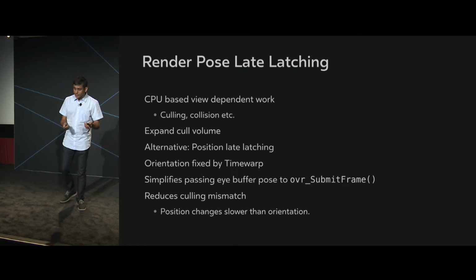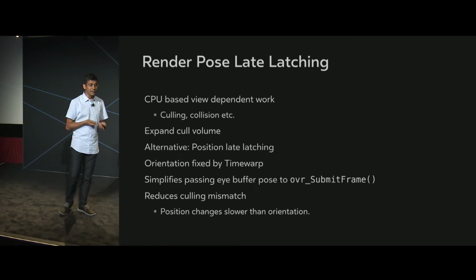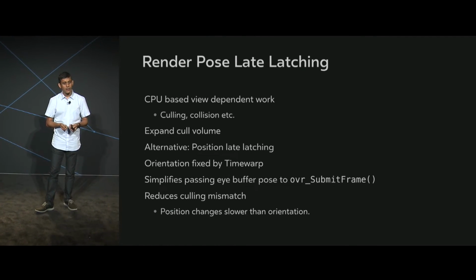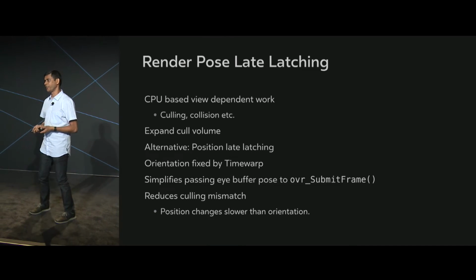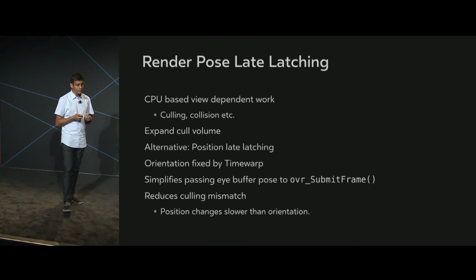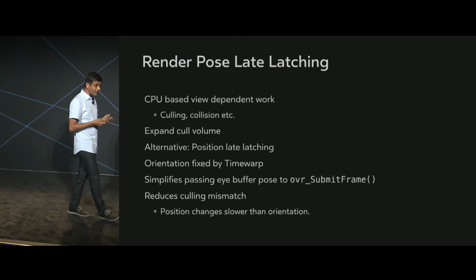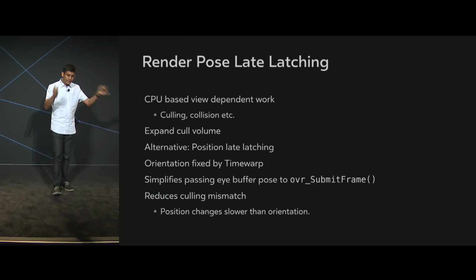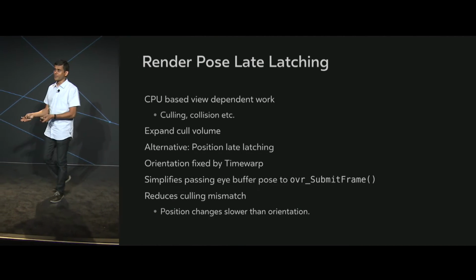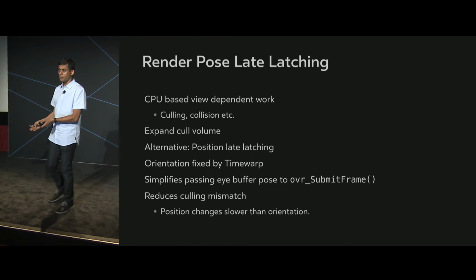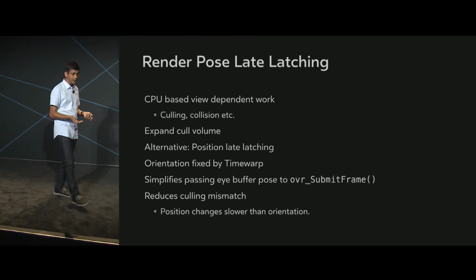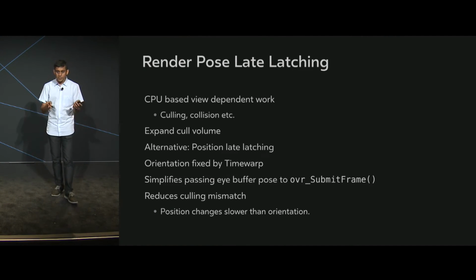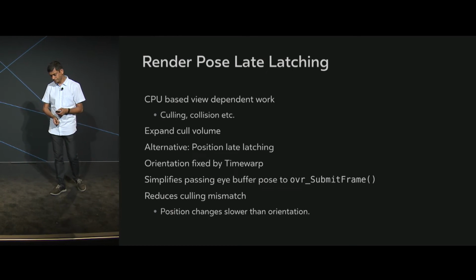Now, of course, the mechanics of this make sense, but there's some interesting, tricky things that happen if a complex modern game engine is actually trying to deal with this. A game could have CPU-dependent work that's happening, CPU work that is view-dependent, like culling or collision detection and so on. And so you could cull the scene with one view, but then render pose late latching is going to change that underneath you when it goes to the GPU, and so that could not look right. You could solve that by expanding the cull volume to be more conservative to account for that.